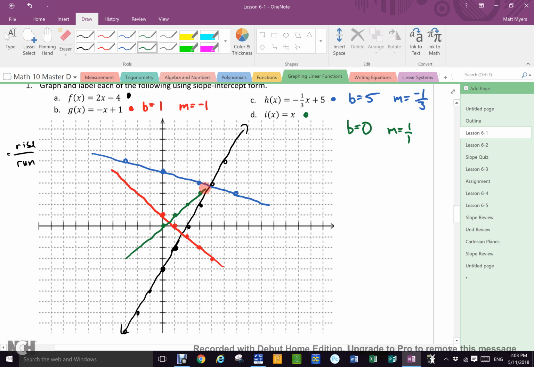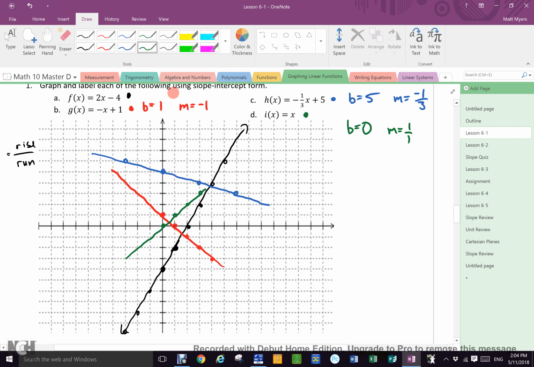Has everybody attempted? No rush. This is what it should look like. We already did the black one.